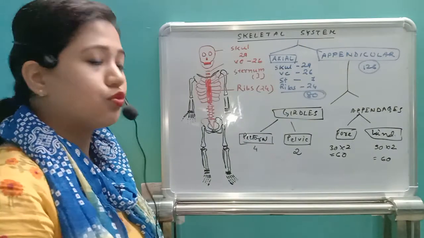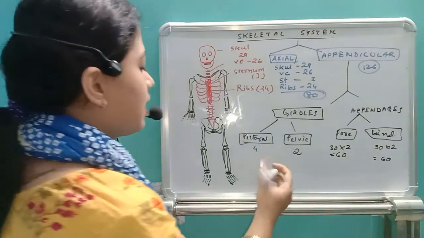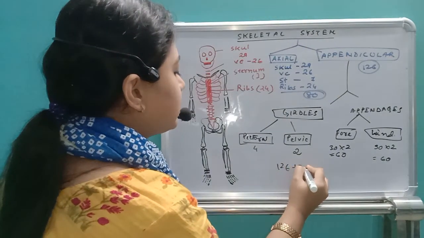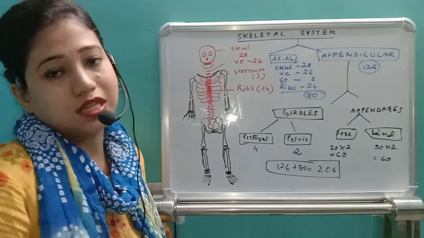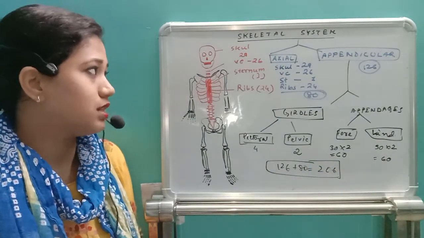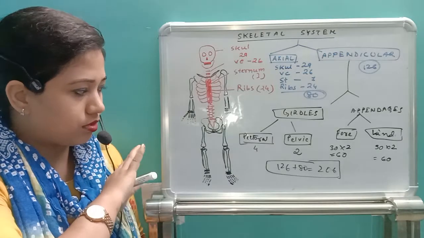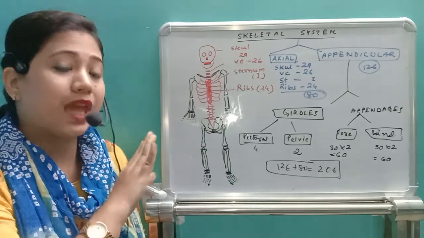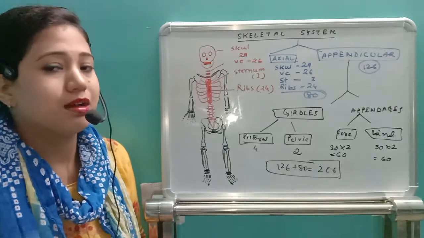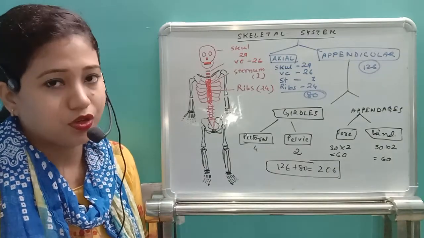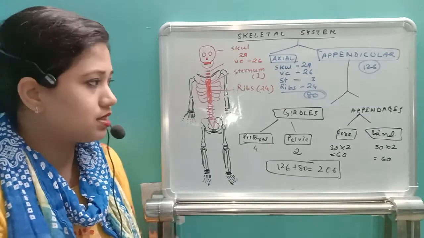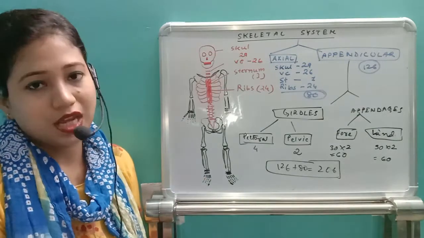So both these two, 126 plus 80, how many bones do we have? We are going to have 206 bones. So these are the two different categories into which we can divide our skeletal system: the axial skeleton and the appendicular skeleton. I hope you understand this axial and appendicular skeleton.